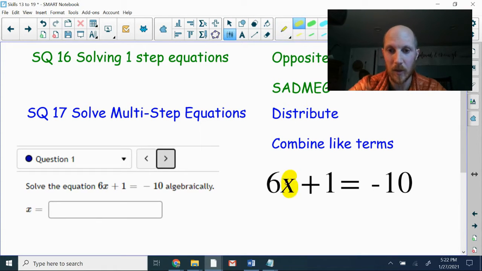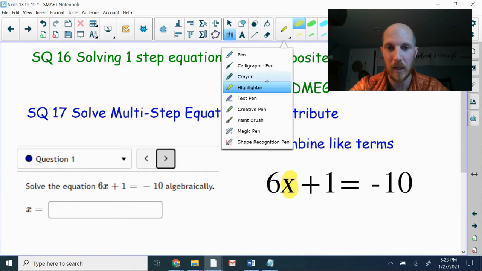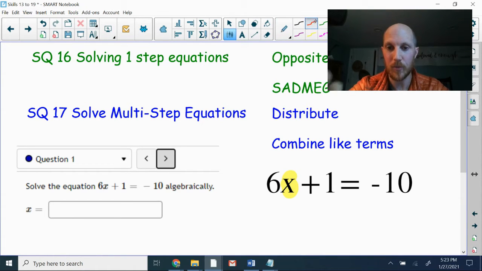Let me get some highlighting going on here. So we're going to highlight the x. Here's our x. It's on the left side of the equal sign. So we're going to leave the x alone, and I want to cancel all of the other numbers that are on the left side of the equal sign. And so the two numbers which appear there are multiplication by 6 and adding 1. And so when I follow the reverse order of operations, adding is going to show up before multiplying.